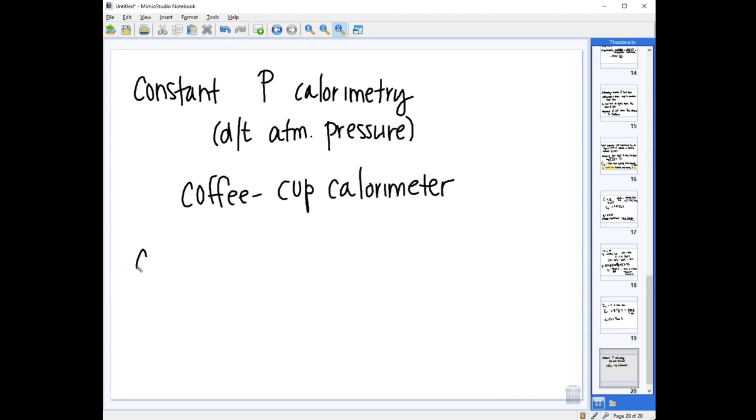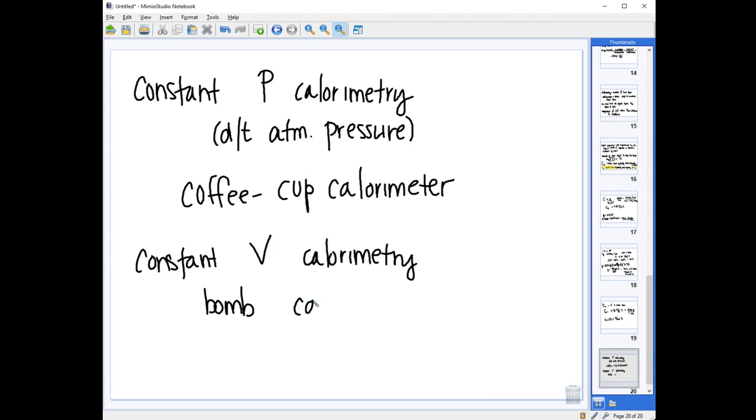I can also have constant volume calorimetry. This involves a device that we call a bomb calorimeter. One of these is shown for you on page 185, a bomb calorimeter on page 185. And this is what happens: these are combustion reactions.